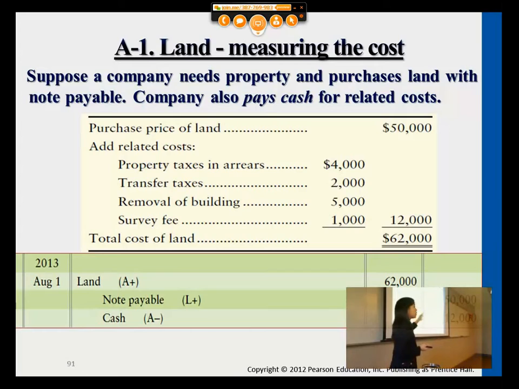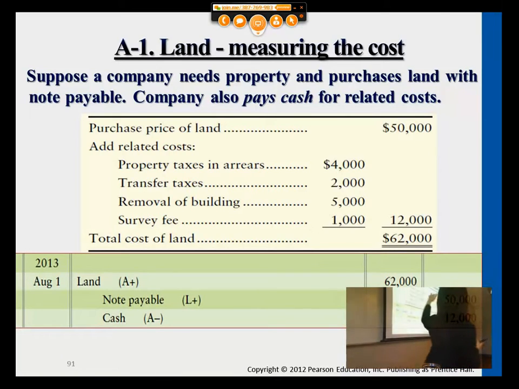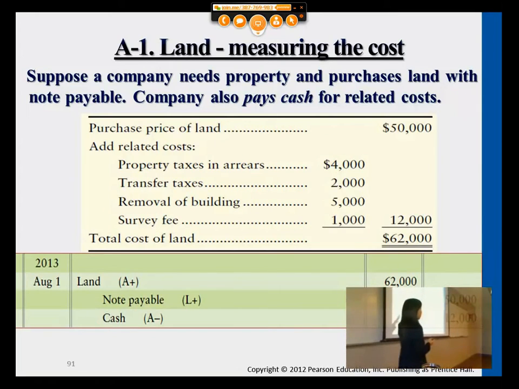This transaction, if it asks you to journalize this purchase of a piece of land, then you will not only be journalizing that $50,000, but you have to add in all of the necessary taxes, removal building fees, basically all the fees that the problem lists there. It may not be 5 categories, it could be just 6 of them or 7 of them. But the key point here is that you have to know, under the cost principle, we will add together whatever is incurred on this day when we purchase this piece of land. So it will be a total of $50,000, $4,000, $2,000, $5,000, $1,000, altogether $62,000.